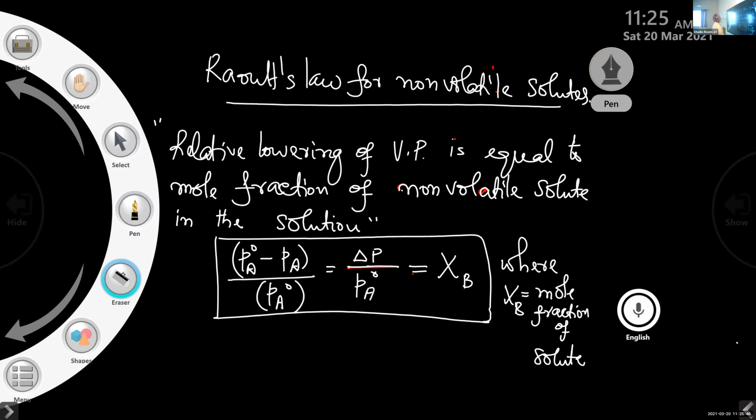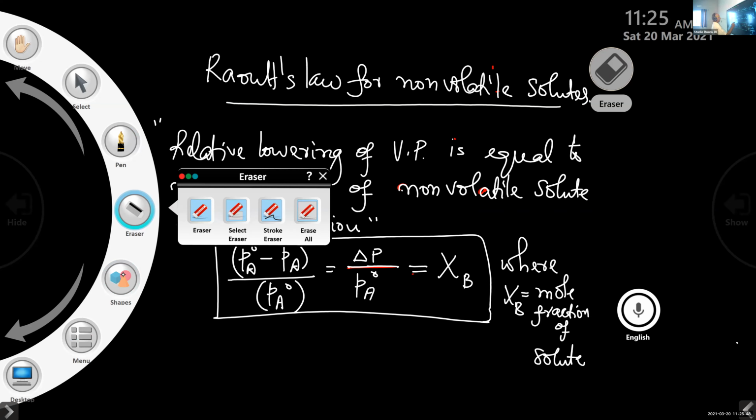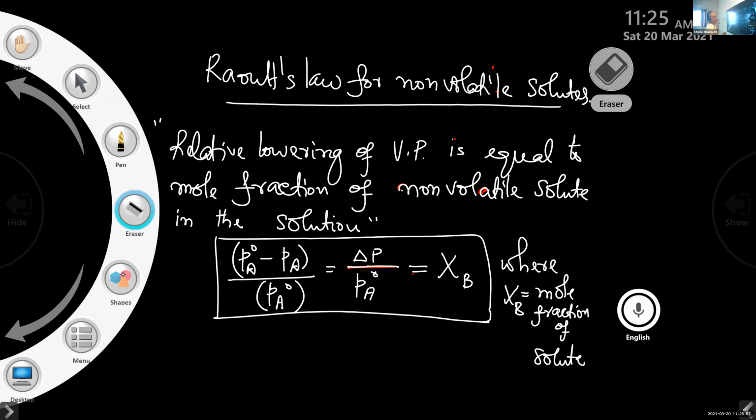So in equation 4, from this relation, we are going to substitute XB. What is XB? XB is equal to NB by NA plus NB. For a dilute solution, you need not write this part.